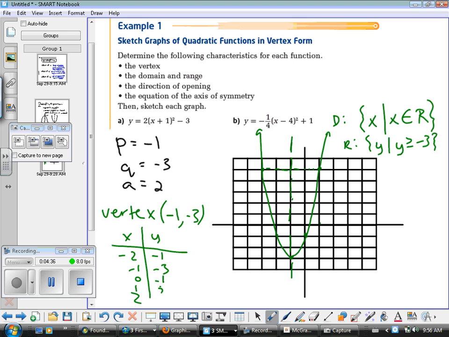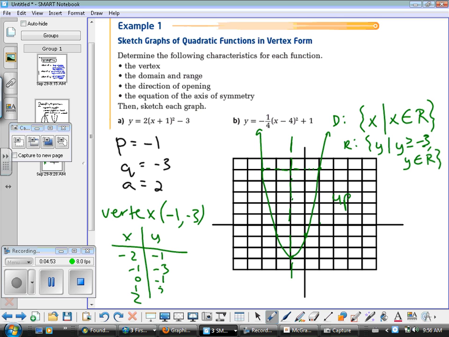Oh, and also we want to say that those are real numbers as well. So let's say that y has to be within the set of real numbers. Okay, so y is real numbers greater than or equal to negative 3 is basically what we're saying there. The direction of opening is up.